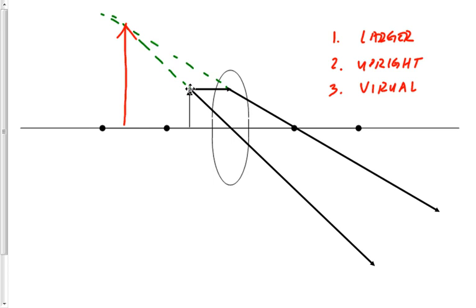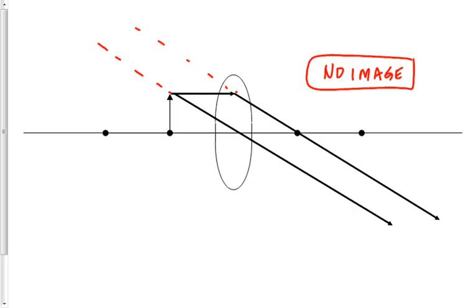Okay, you look at a ray diagram back here. When you put the magnifying glass at the focal point, in other words, when the object is the focal distance away from the lens, you're not going to get an image.